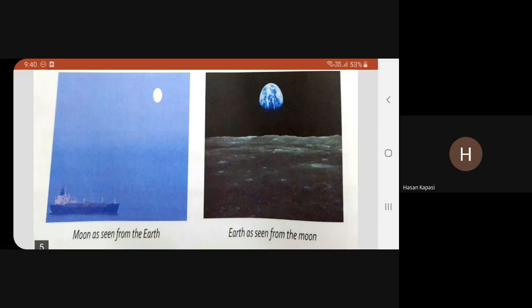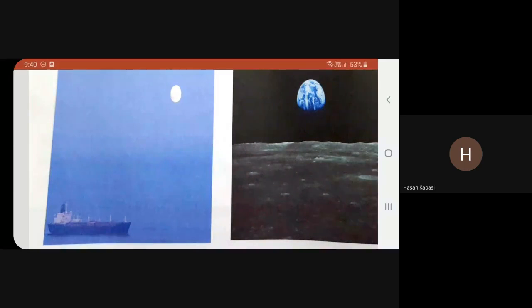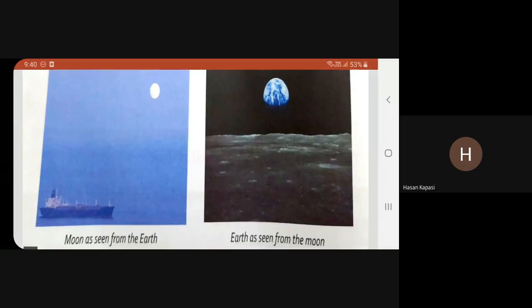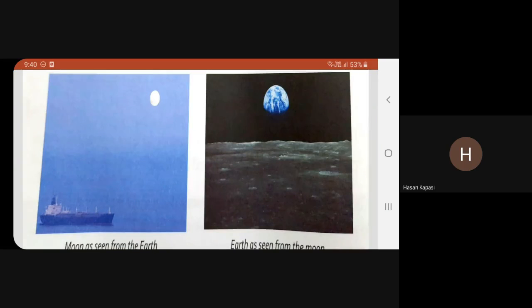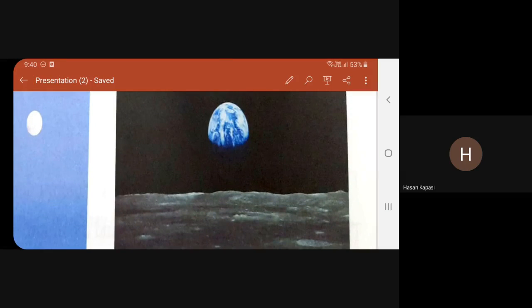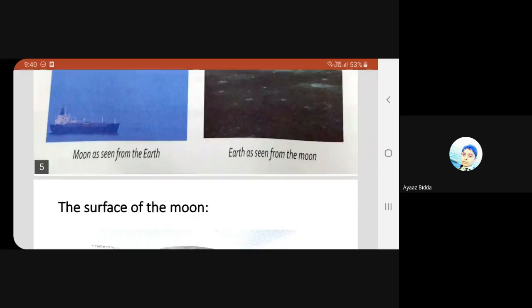Now see, here are the two pictures. How the moon can be seen, how the moon looks from the earth. Can you see this? From the earth, the moon appears in this way. The same way, if we go on the moon, from the moon, the earth looks like this. Can you see these two different pictures, beta? Yes, ma'am.